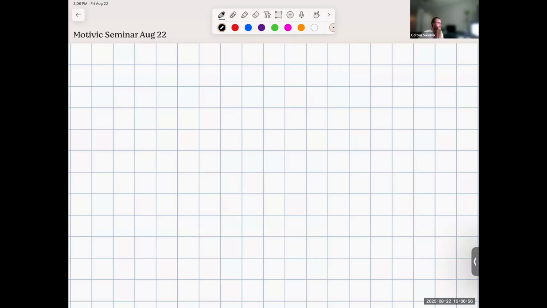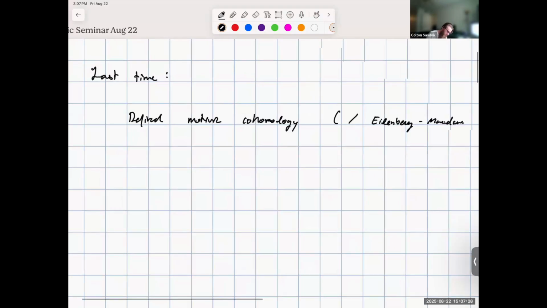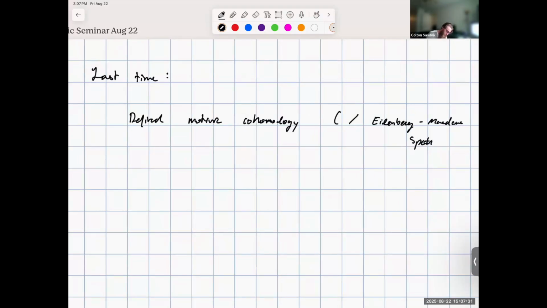On this last talk, the goal today is, well, let me quickly give a reminder about last time. Last time we defined motivic cohomology, and this should be interpreted as over, or with respect to, the Eilenberg-MacLane spectrum. And we studied some basic aspects of it.